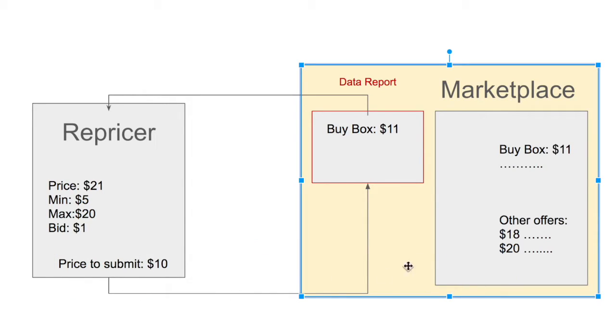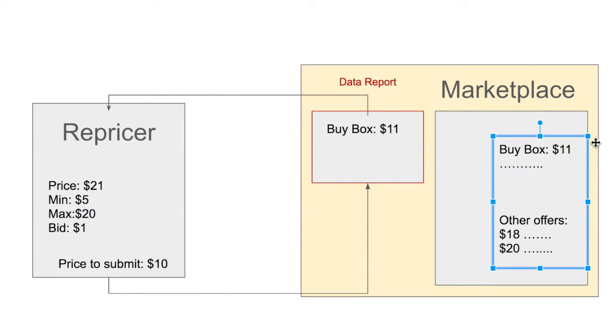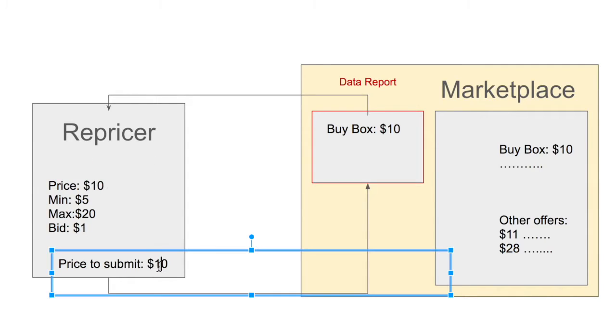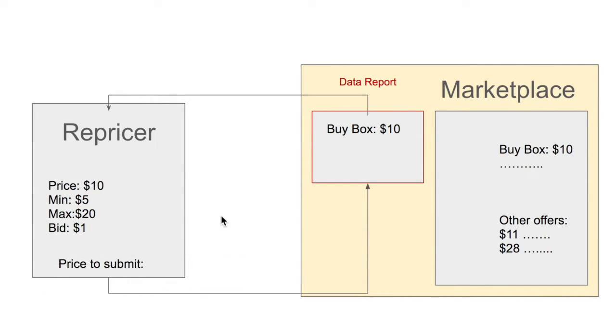The Marketplace automatically updates this information on their pages. So they put here 11 and here 18, pushing all the offers down, and here they automatically insert into the data report that there is a new buy box price, which is $10. And of course, also here we update that our price is now $10 and we have already submitted this information. So now anybody can, from outside, get this data again and change the price. Of course, at some point somebody else will make another bid. They will, for example, make 7 here.